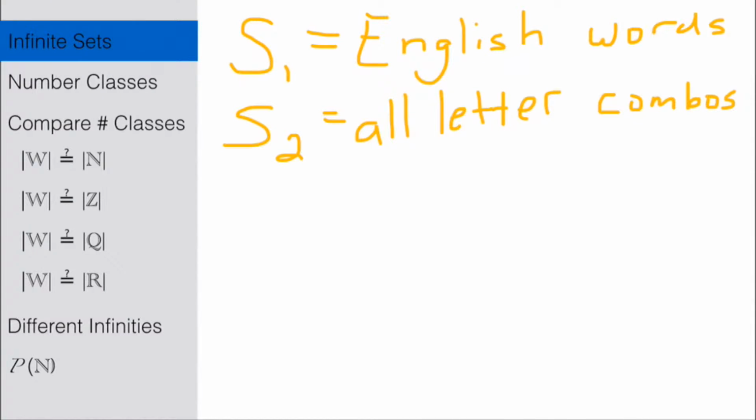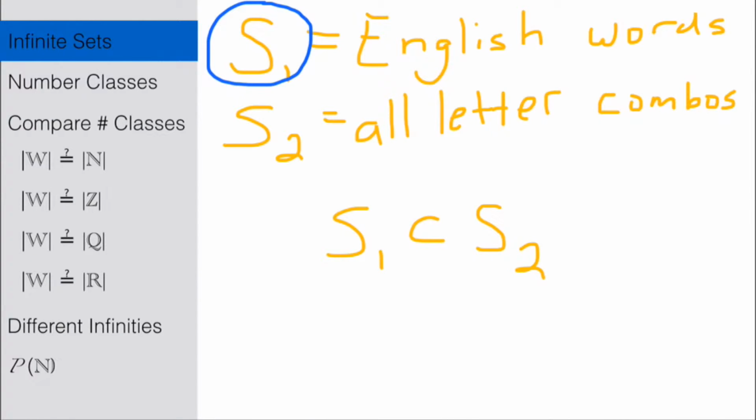One, the set of all English words, and two, the set of all possible letter combinations. And we're going to ask the question, are either of these or are both of them infinite? Well, the first thing that we can say is that S1 is a subset of S2 because all English words have to be combinations of letters, and it's a proper subset because there are letter combinations that are not English words. Let's start off by asking if S1 is infinite.